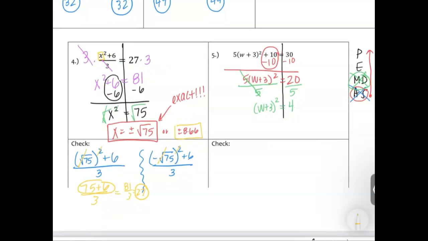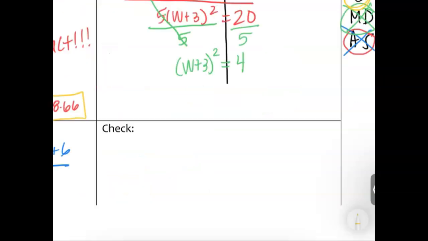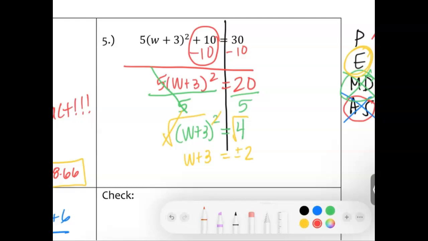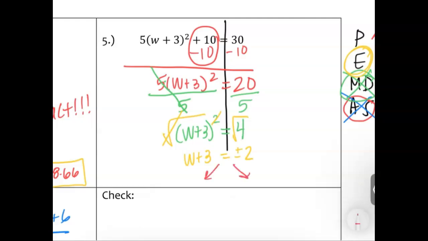So we can't take care of what's inside of it until we take care of this exponent. Well, to undo the squared, we need to square root. And remember, square root and squaring something undoes it. So we unlocked that w plus 3. But if we square root one side, we square root the other. And remember, when we square root, we get the positive and negative of the answer. And so this is a time where we would have to split it up into its 2. W plus 3 equals positive 2, and then the other one says w plus 3 equals negative 2.